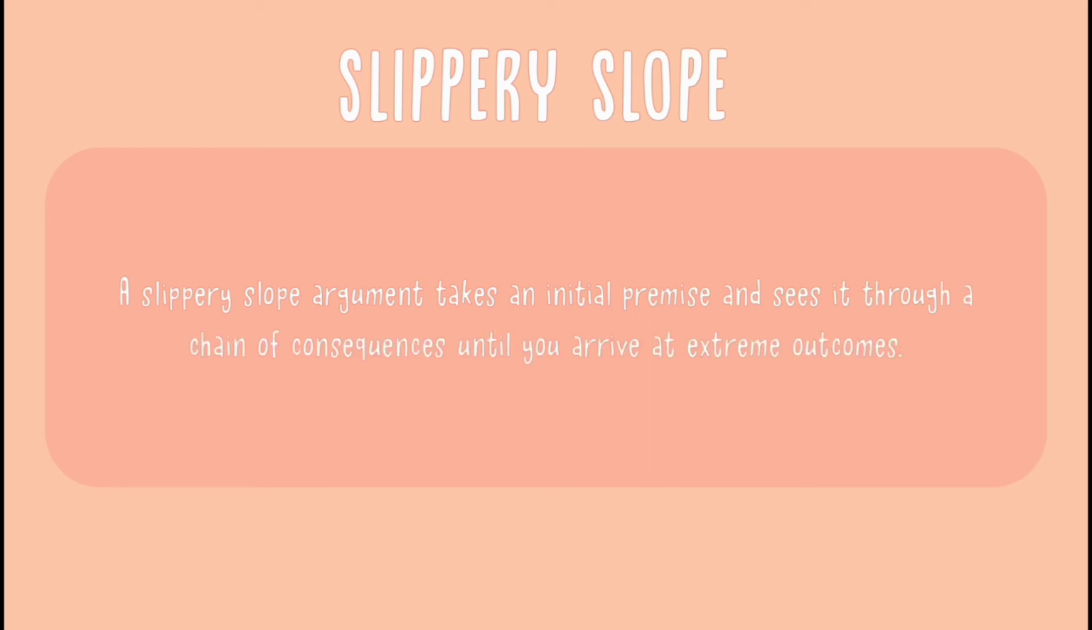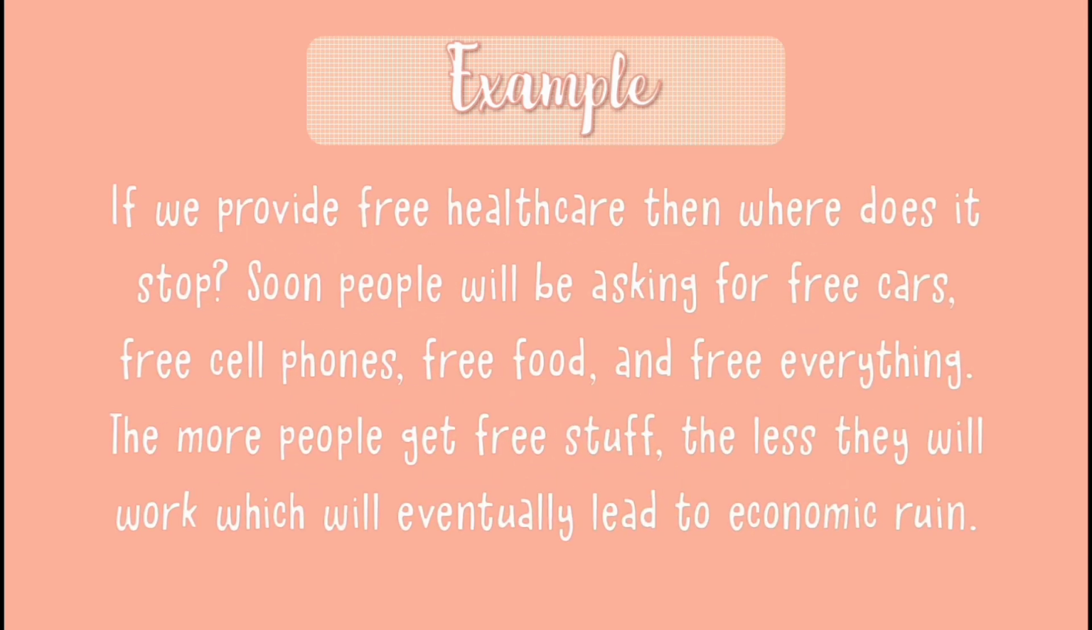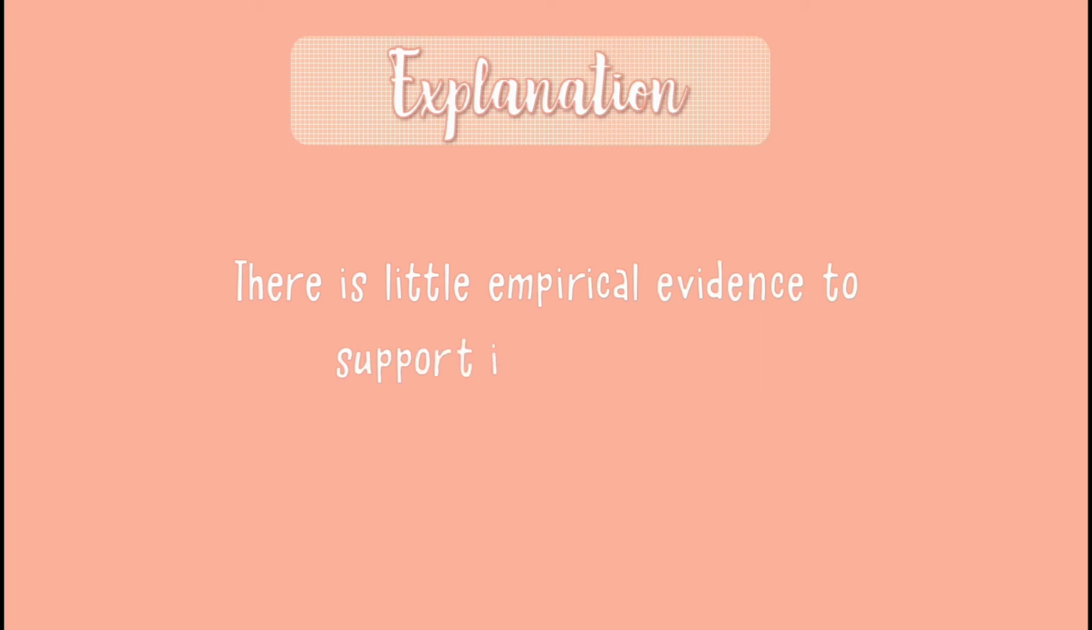Slippery slope. A slippery slope argument takes an initial premise and sees it through a chain of consequences until you arrive at extreme outcomes. Example, if we provide free healthcare, then where does it stop? Soon, people will be asking for free cars, free cell phones, free food, and free everything. The more people get free stuff, the less they will work. Explanation. There is little empirical evidence to support its conclusions.